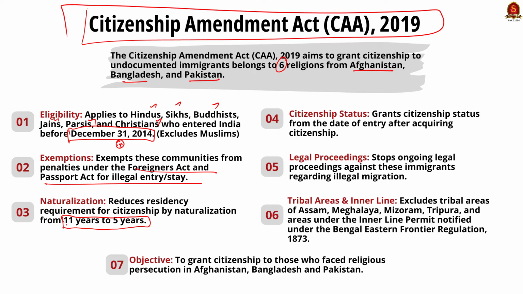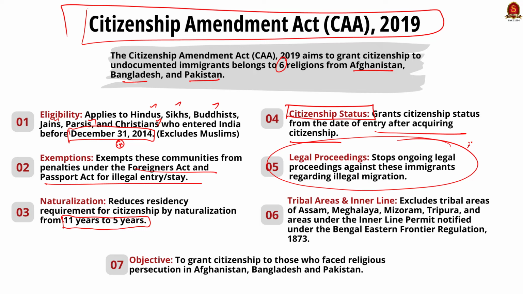Thirdly, the Act says that people belonging to these 6 mentioned religions shall be deemed to be citizens of India from the date of their entry into India. See, this status can be granted once they acquire their Indian citizenship. Moreover, the Act further mentions that all the legal proceedings against such people with respect to illegal migration will be closed. Basically, this Act aims to grant citizenship to those who faced religious persecution in Afghanistan, Bangladesh and Pakistan. The Act also aims to prevent such people from the proceedings of illegal migration.